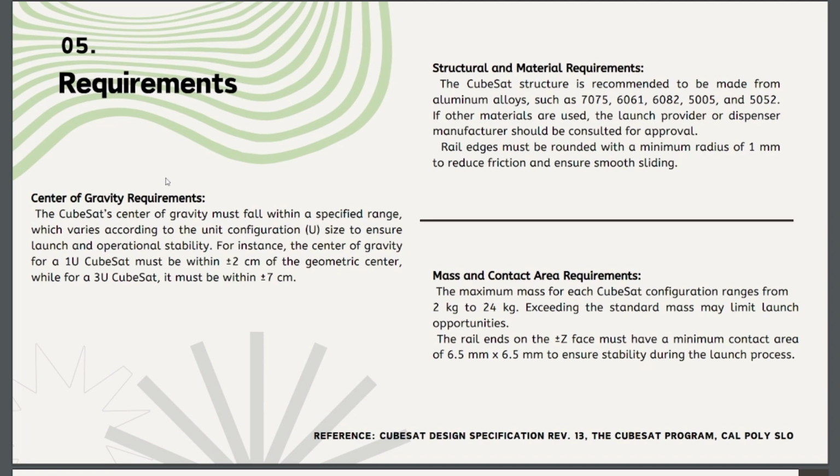The last one is mass and contact area. The mass needs to be from 2 kilograms to 24 kilograms. And the last one is about the contact area. Because the speed of the CubeSat is very fast, it needs to decrease the friction, so the contact area needs to be as small as possible.